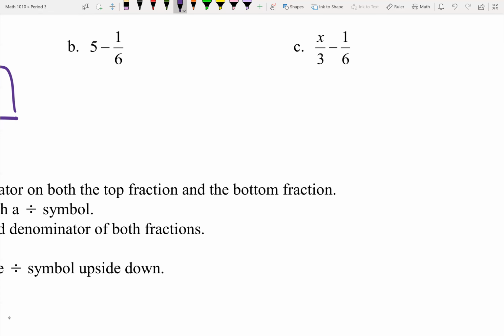Okay? Okay. This is a 5 over 1. So everybody put a 1 underneath that. Okay? Now, everyone in the room, what would my common denominator be? 6. Would be a 6. Thank you for answering me.